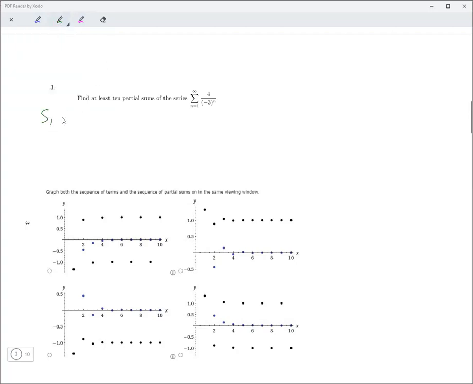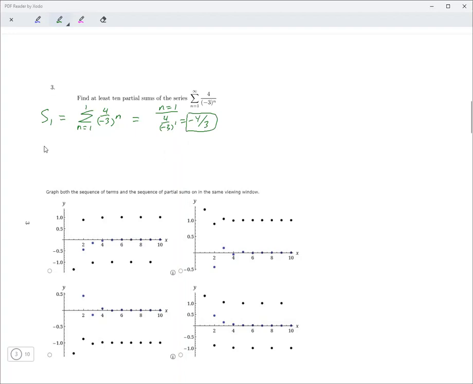Okay, so S1 would be you're just summing from 1 to 1. So you just want only the first term. So you just take n equal to the first value, which is this right here. So it's 4 over -3 to the 1. So that's going to be -4/3. Okay, so S1 will be -4/3.